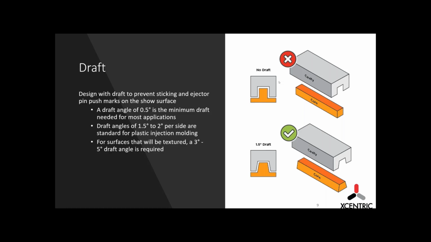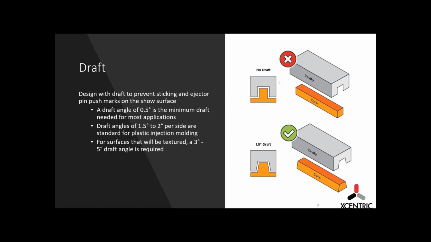Now, if you have textured surfaces on your exterior part, that would fall into the cavity side. Depending on how aggressive that texture is, you may be required to have 3 to 5 degrees in order for that part to not stick.